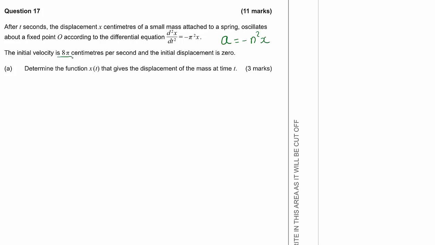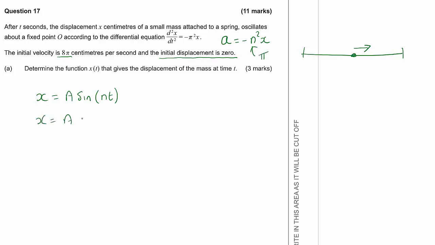We're told the initial velocity is 8π centimetres per second and the initial displacement is 0. So if it starts at the middle of the oscillation and it's heading that way, then we usually base it on a sine. So we can say that x is going to be a sine nt. Now, the n we can see from here is π, so x is going to be a sine πt.